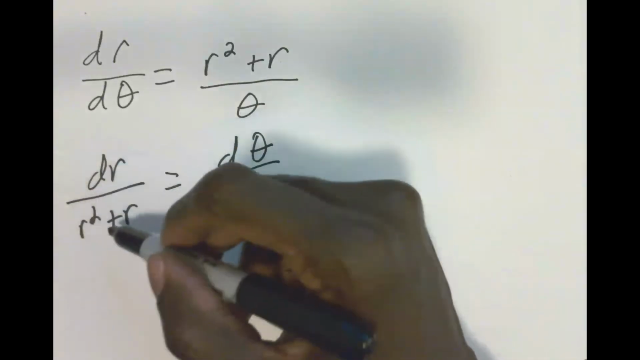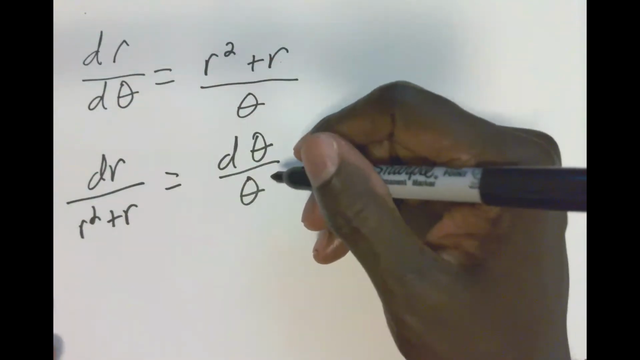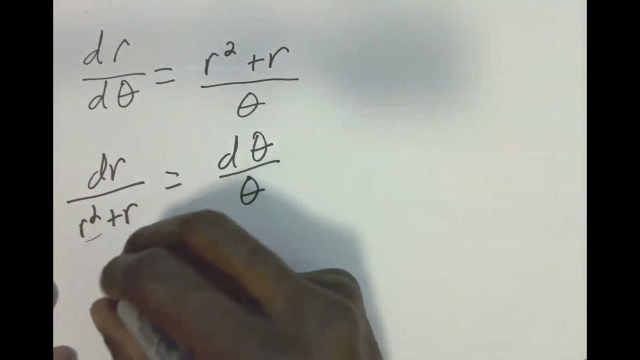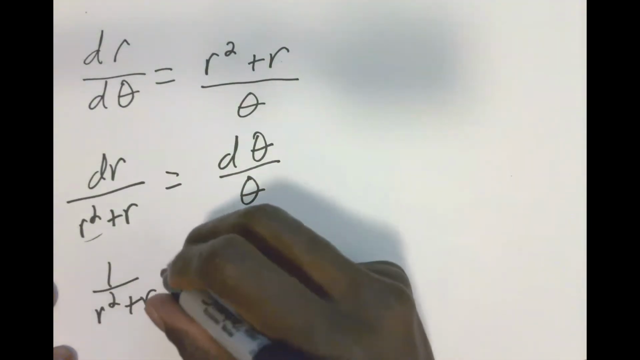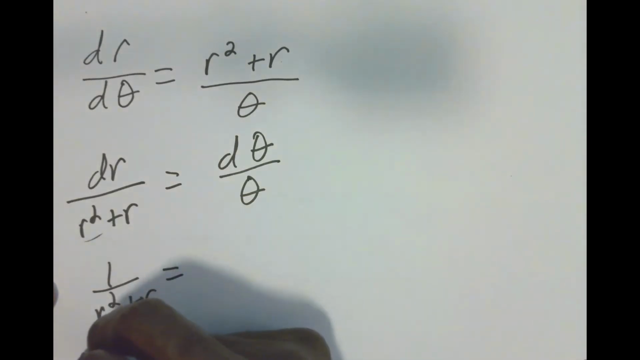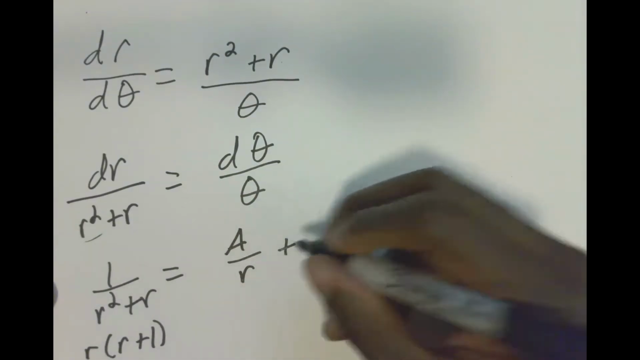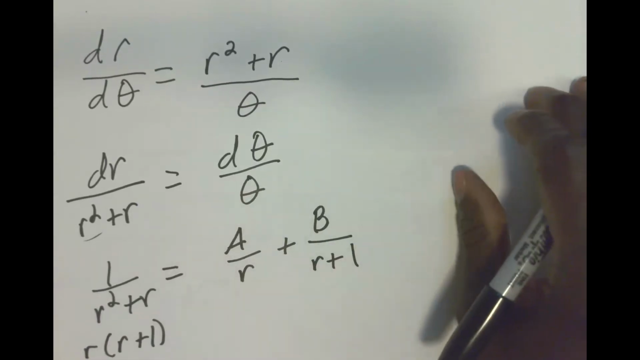Now, this integral right here may seem a little bit difficult. It's just going to require partial fractions. At least that's the way I would like to do it. So I'm going to just concentrate on this particular guy for a little bit. I'm going to say that 1 over r squared plus r. And if I factor r squared plus r, that's r times r plus 1. So I'm going to say that equals a over r plus b over r plus 1.